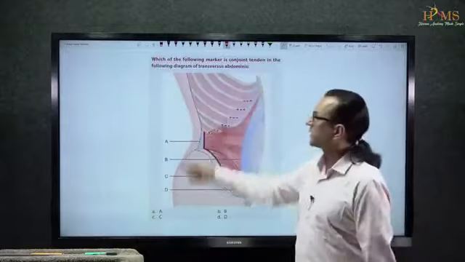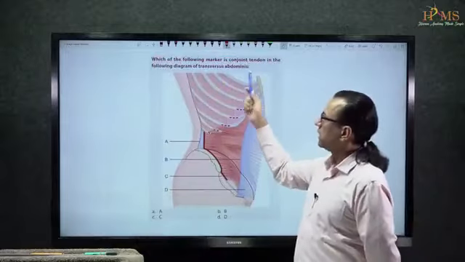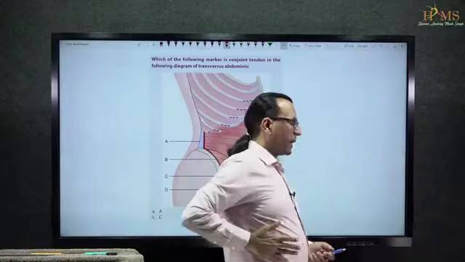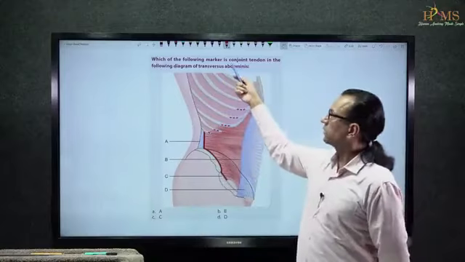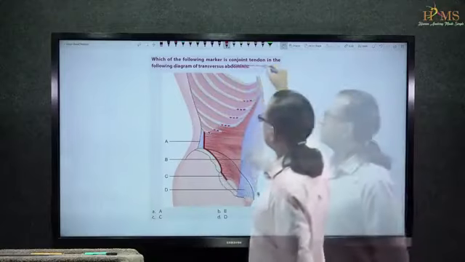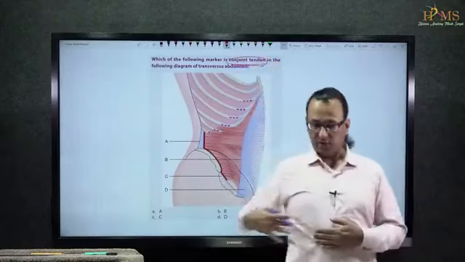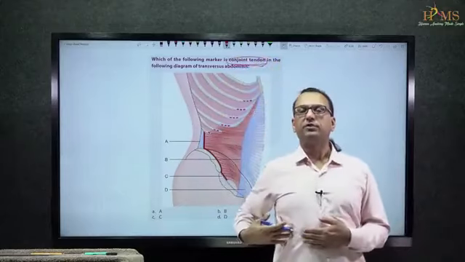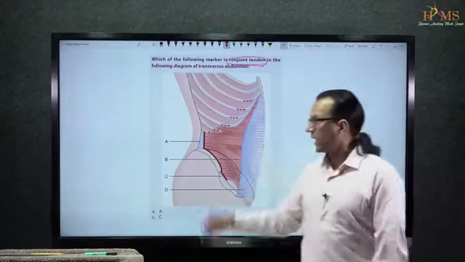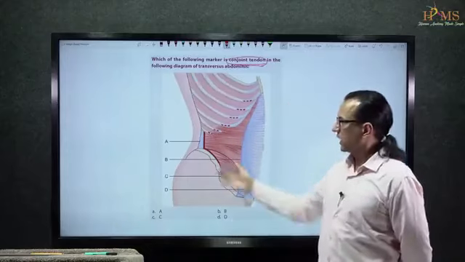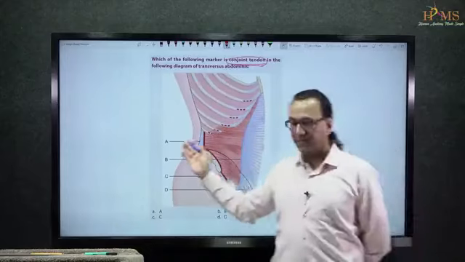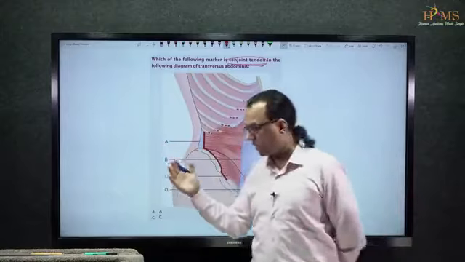The present question is asking about the transversus abdominis muscle, looking from the lateral view, and the conjoint tendon. The conjoint tendon is actually 2 muscles contributing: one is the internal oblique muscle and the other is the deeper transversus abdominis muscle. Before we comment upon the answer, we should look at a diagram.